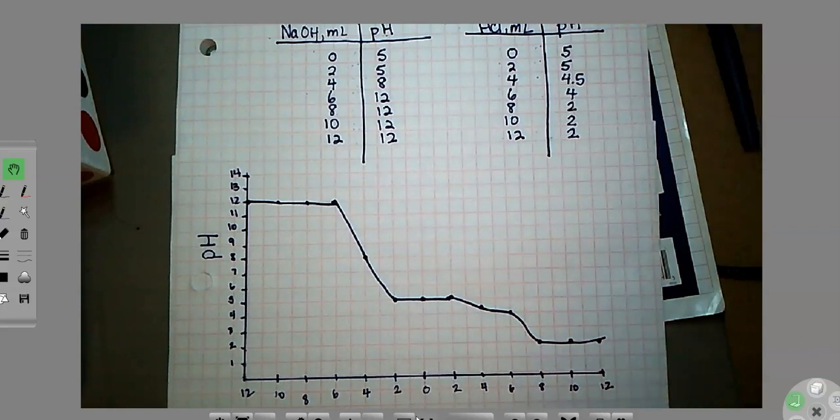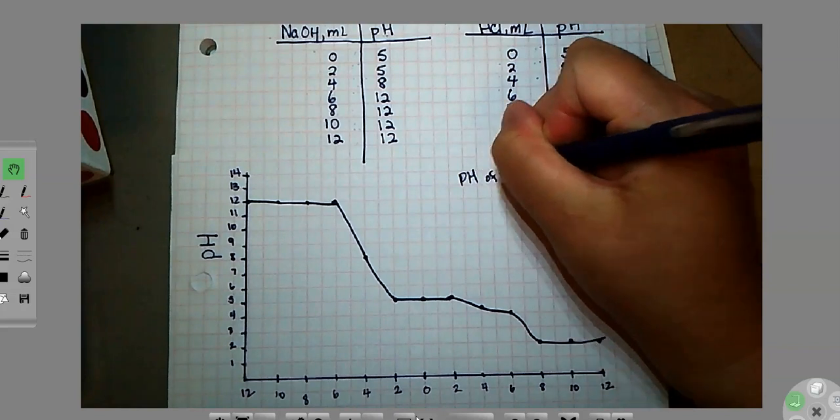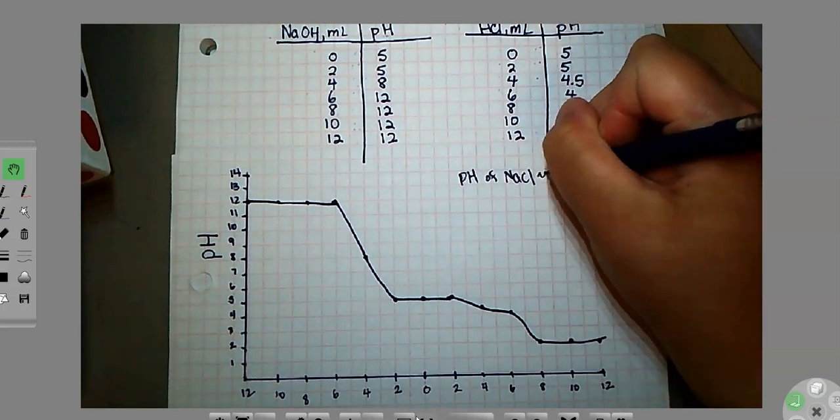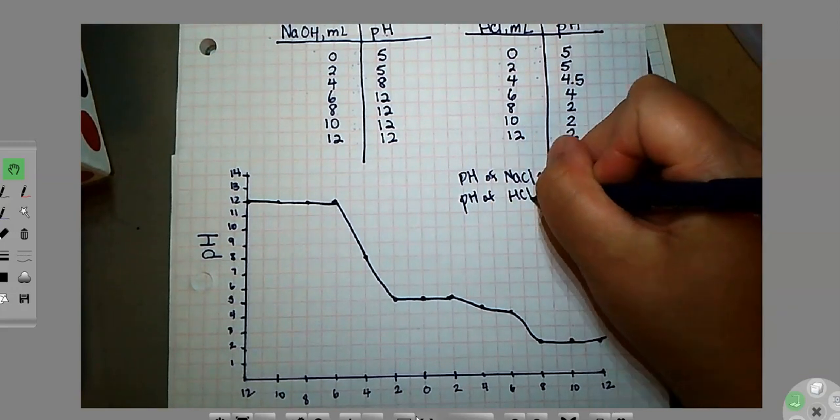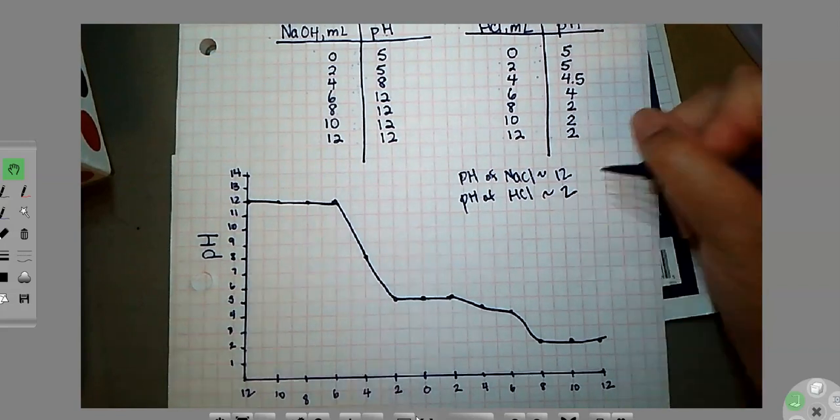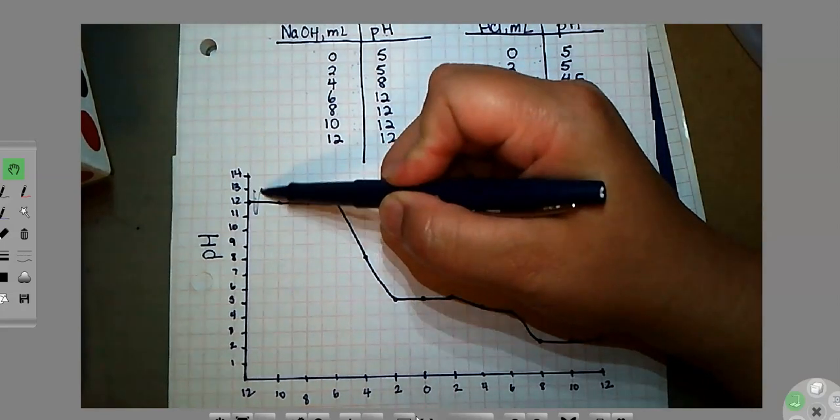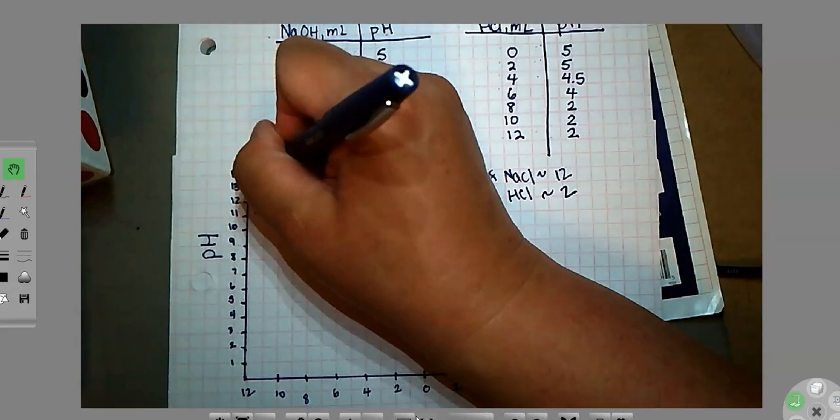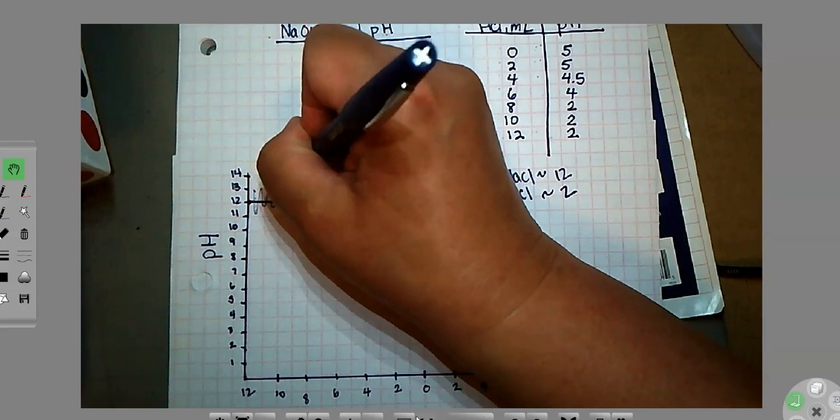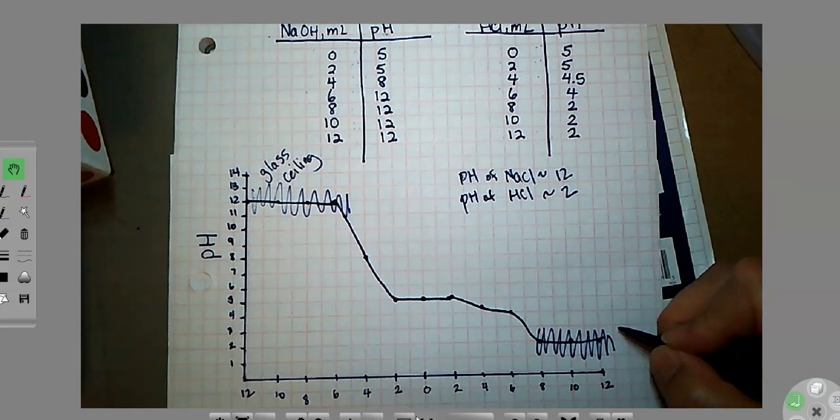So we titrated, let's just say the pH of NaOH is around 12, and the pH of hydrochloric acid is around 2. Up here we're just looking at the pH of sodium hydroxide, so we cross that out. That's our glass ceiling. I like to call it the glass ceiling. And down here, we're looking at the pH of HCl, so this is not what we're looking for, and this is the glass floor.